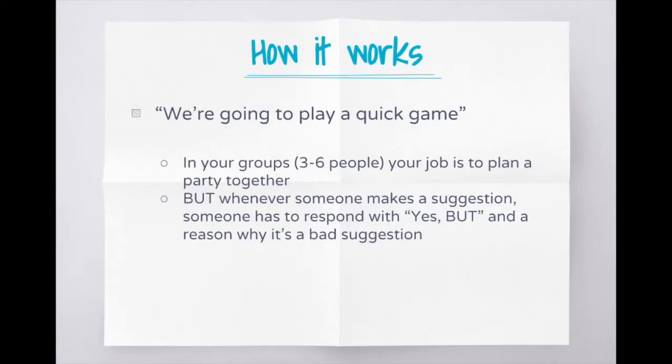So here's how it works. As a facilitator, you start off by saying, we're going to play a quick game. And the people in your session should be in groups of 3 to 6 people. And you tell them that their job is to plan a party together. But the rule that they have to follow is that whenever someone makes a suggestion, someone else in the group has to respond with yes, but, and a reason why it's a bad suggestion.